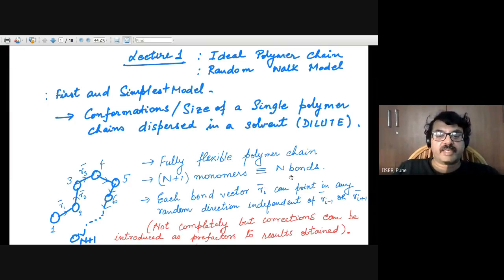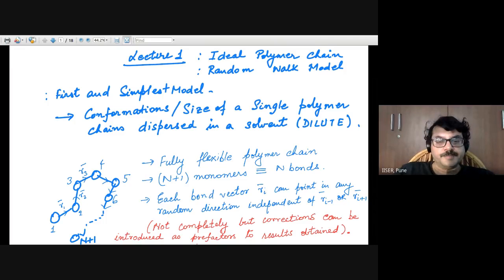Now, there are two basic assumptions in this ideal polymer chain model, also called the freely jointed chain. It says that each bond vector Ri and the next bond vector Ri plus 1, say r1 and r2, r2 can take any angle with respect to r1.